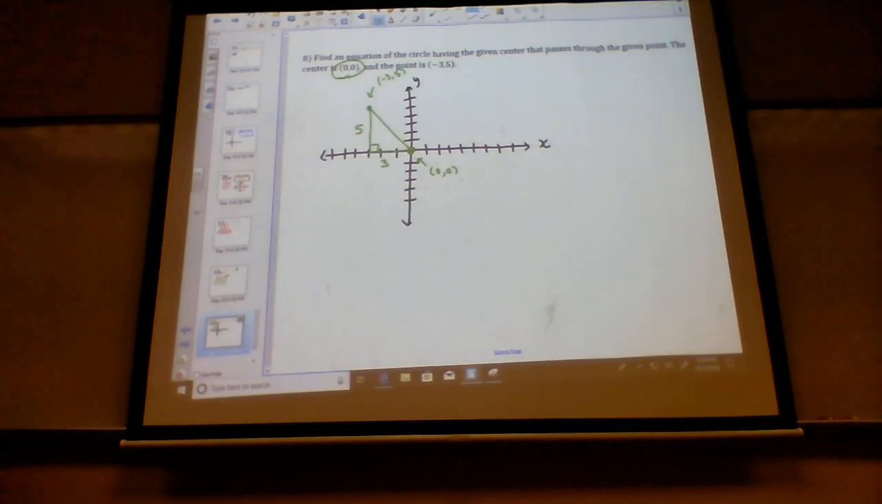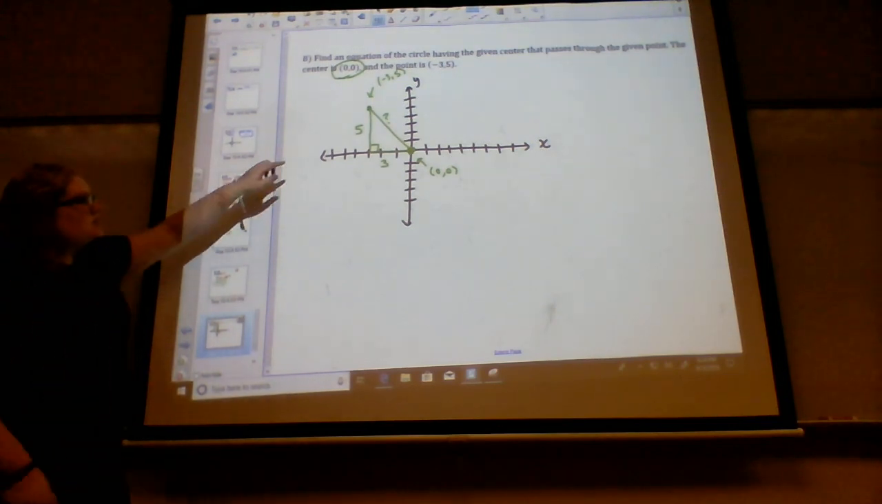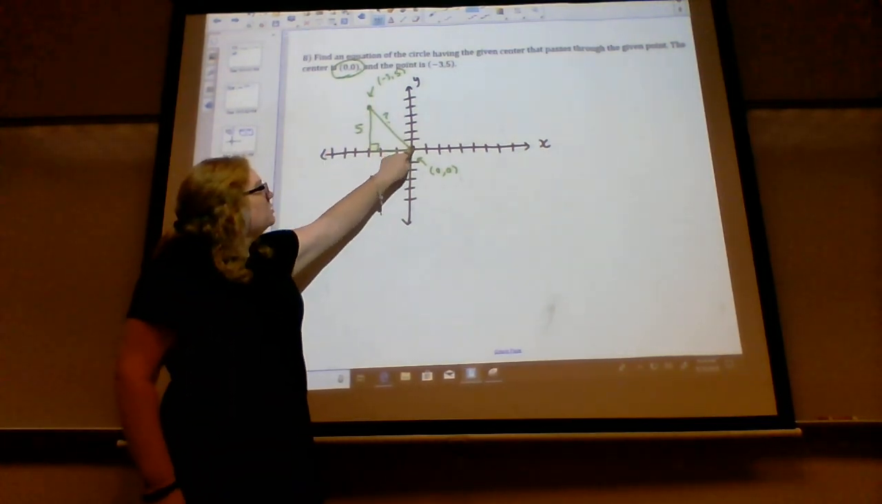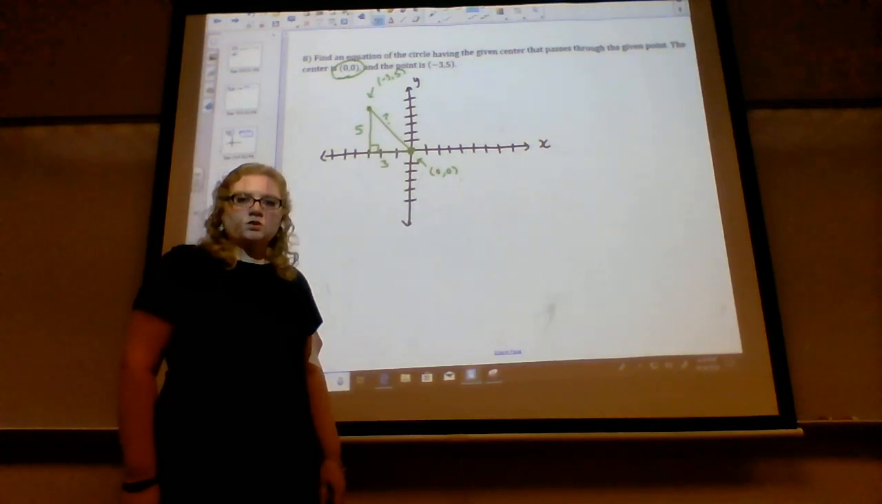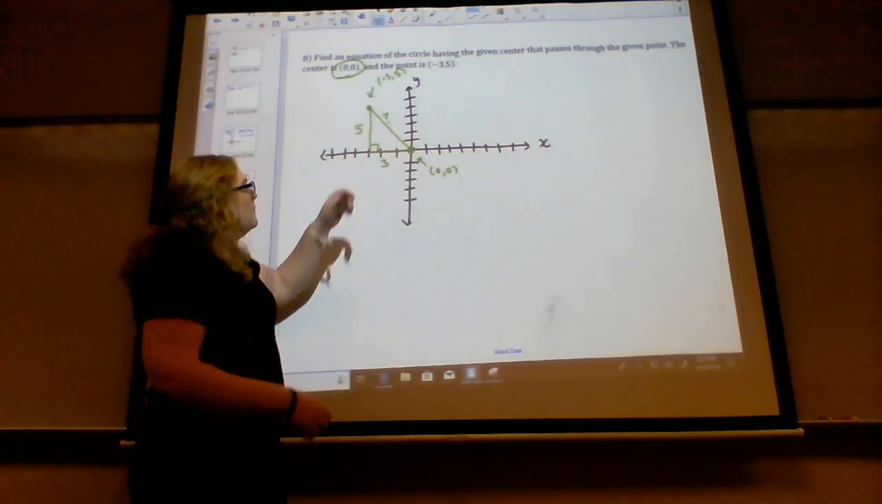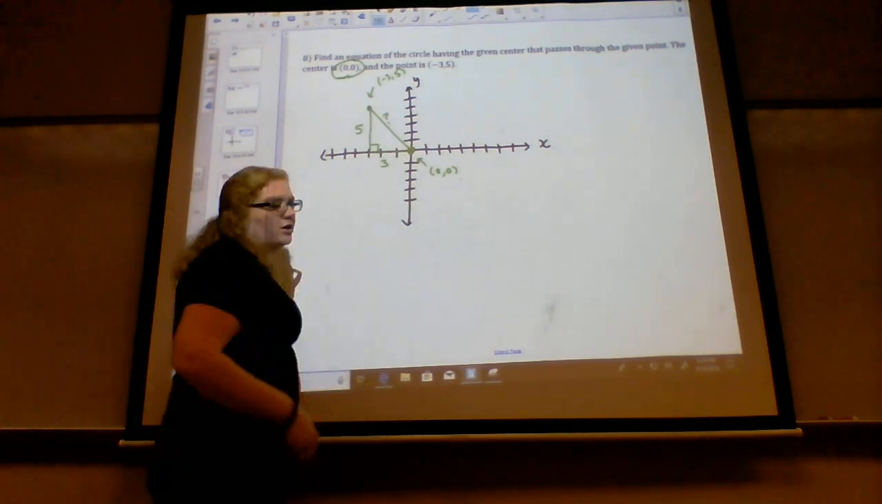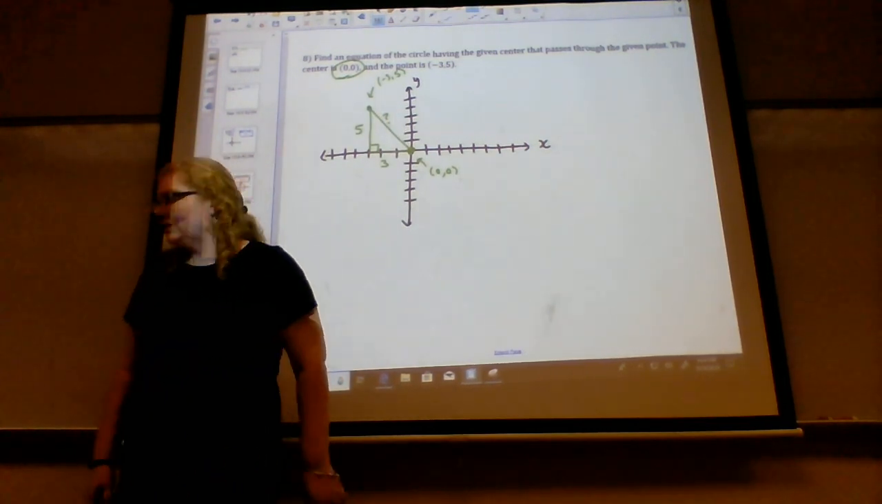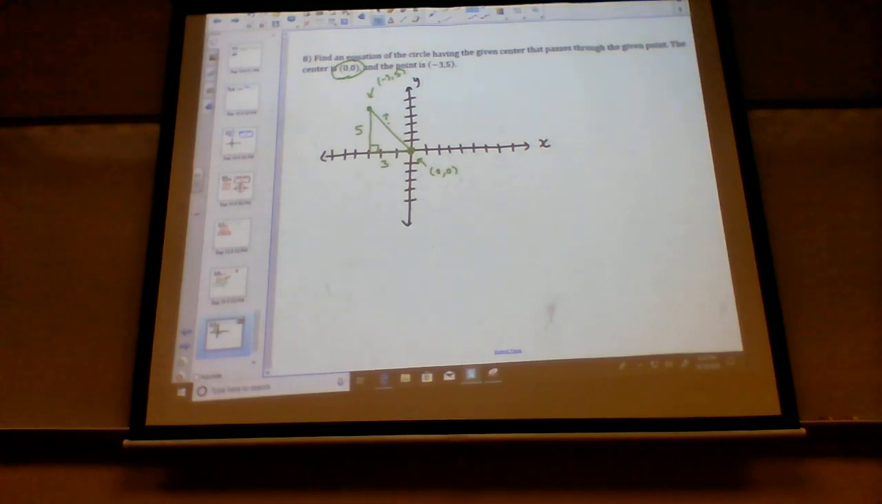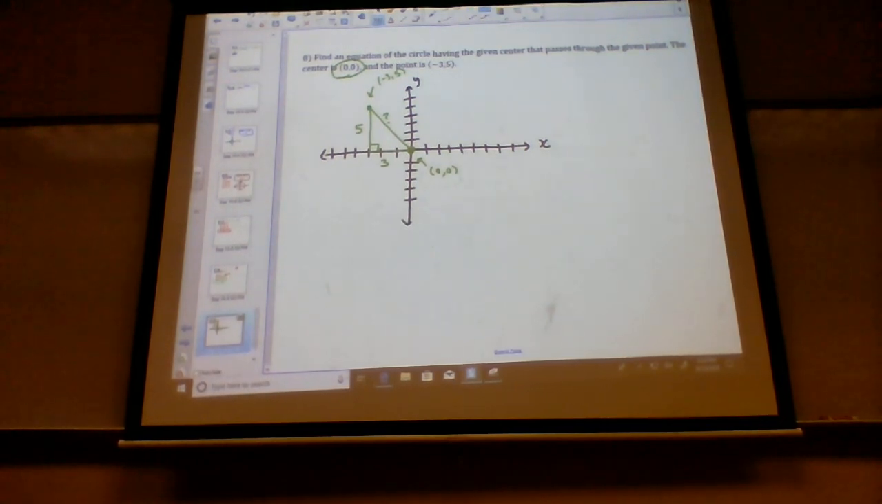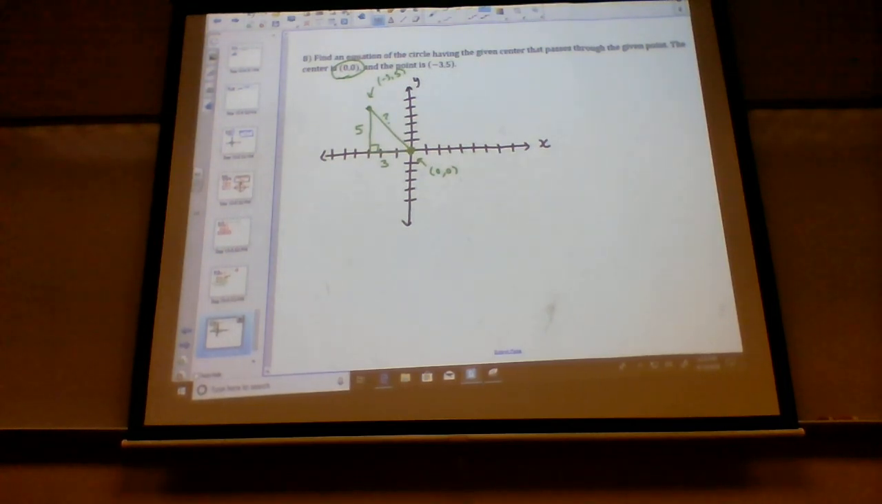So the question we have to ask ourselves is, how can we find this? Because this distance right here, well, that's the radius of our circle. We drew a triangle, but this slanted distance right here is the radius of our circle, guys. It said that the center of the circle was 0, 0, and that negative 3, 5 was a point on the circle. Well, that means that the circle looks like this. Okay? So this little distance is the radius of the circle.